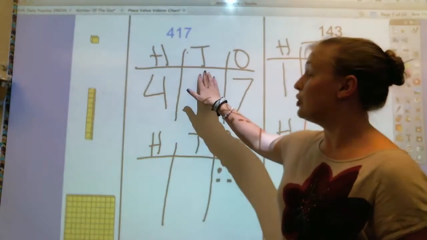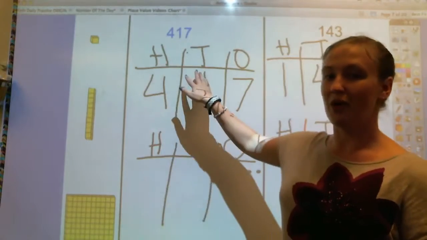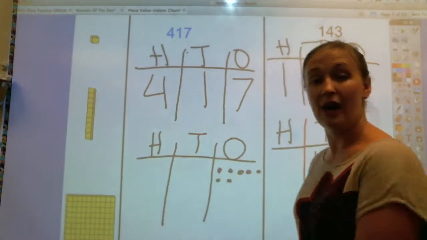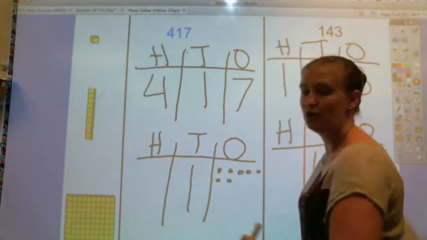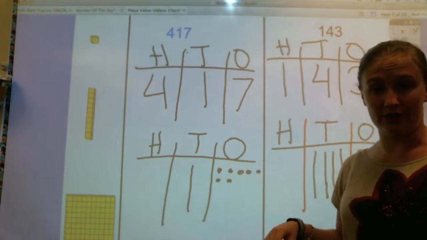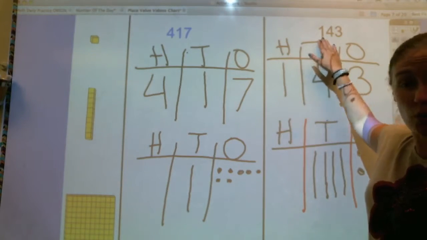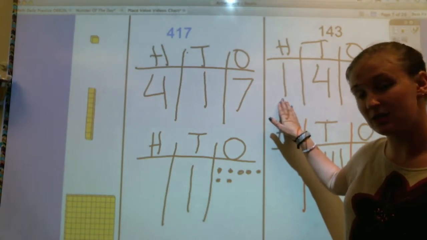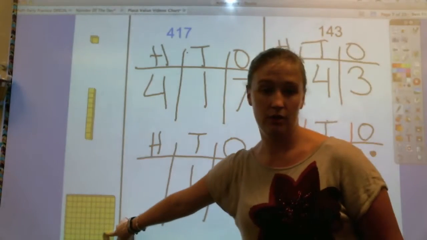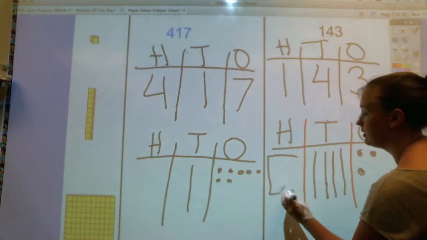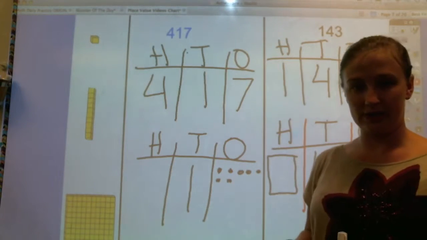Great. You have 1 ten. The 1 kind of looks like a long. Here is my long. I need 1 long. Okay. Finally, I'm going to look at my hundreds place. In the number 143, I have 1 in the hundreds place. So I need 1 hundreds block. So I'm going to draw 1 in the hundreds place.